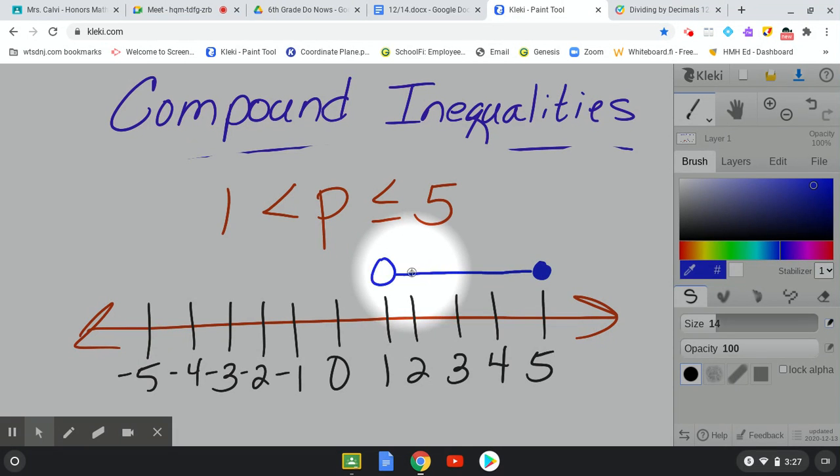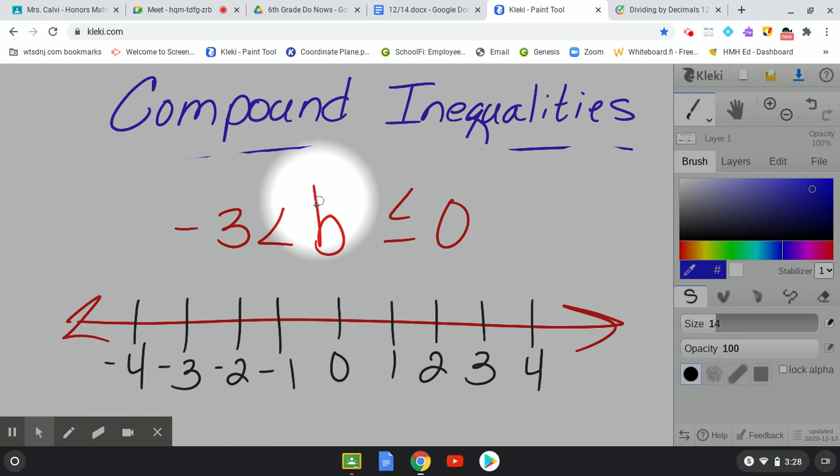So are these numbers greater than 1? Yes, they are. This is also saying that p is less than or equal to 5. Well, does this line represent numbers less than or equal to 5? Yes, it does. So when it's an and problem, when your variable is in the middle, your lines will always connect. You plot the 2 points, whether open or closed circle, and then just connect them. So pretty simple. Let's try another one.